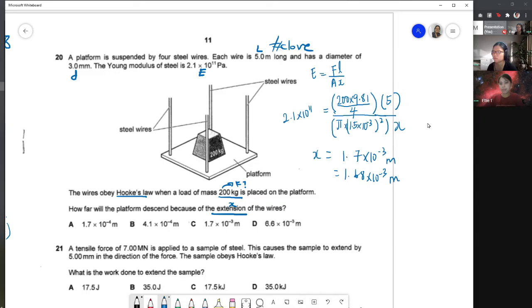There's a trap here. Where's the trap? You see this negative 4? Why so close? Because if you accidentally forgot to multiply by 9.81, which is about 10, then this will be 10 to the negative 4. Then you will choose A. Then you're GG.